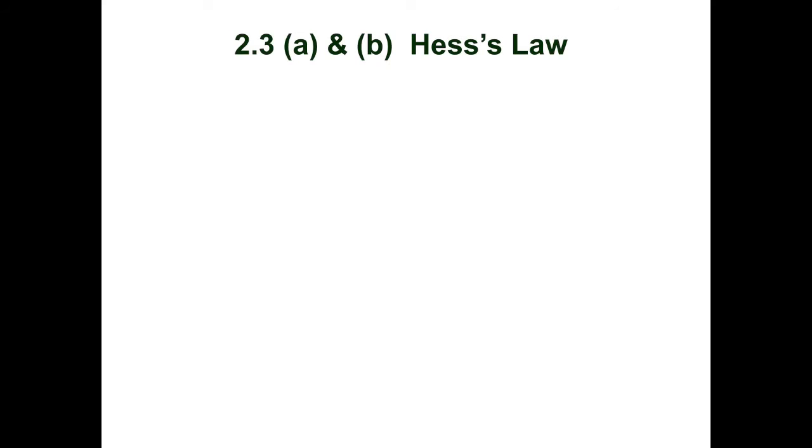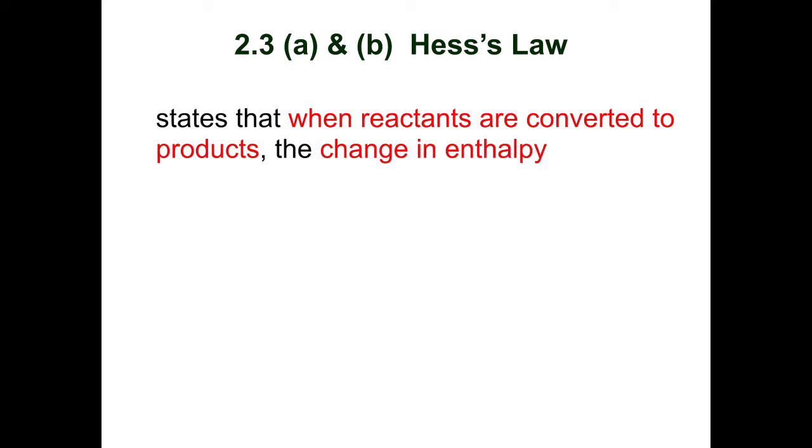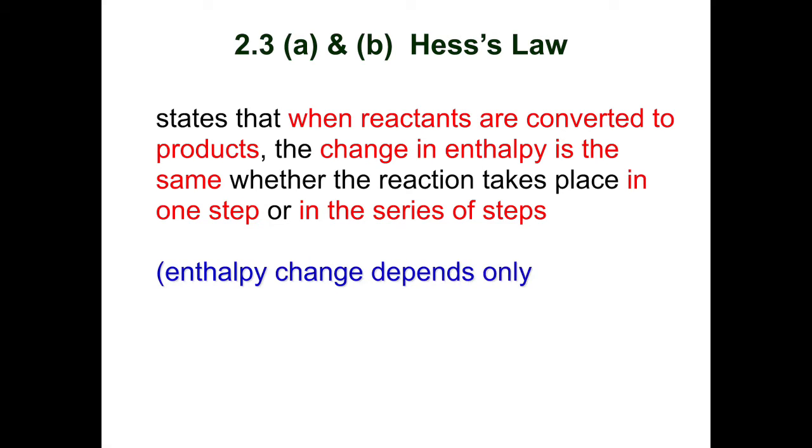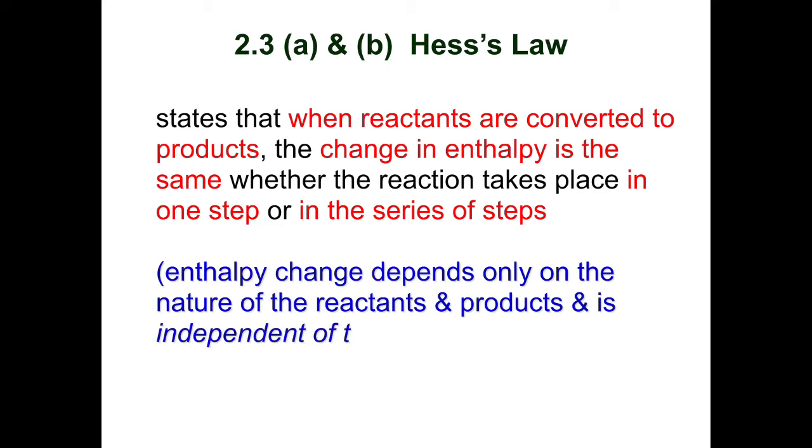The same concept applies to Hess's law. Hess's law states that when reactants are converted to products, the change in enthalpy is the same whether the reaction takes place in one step or in a series of steps. The duration of the flight is the same as the change in enthalpy, and the flight taken is the same as the steps taken. Note that the enthalpy change depends only on the nature of the reactants and products and is independent of the route taken.